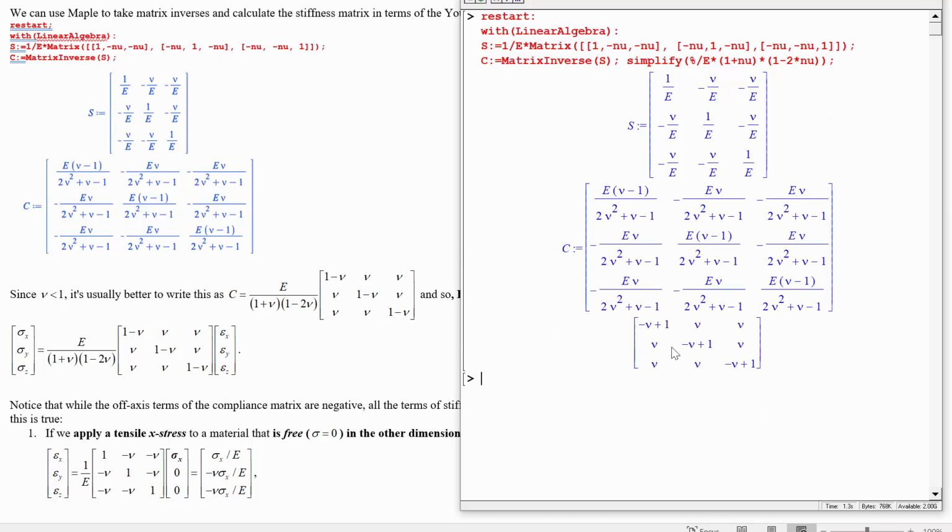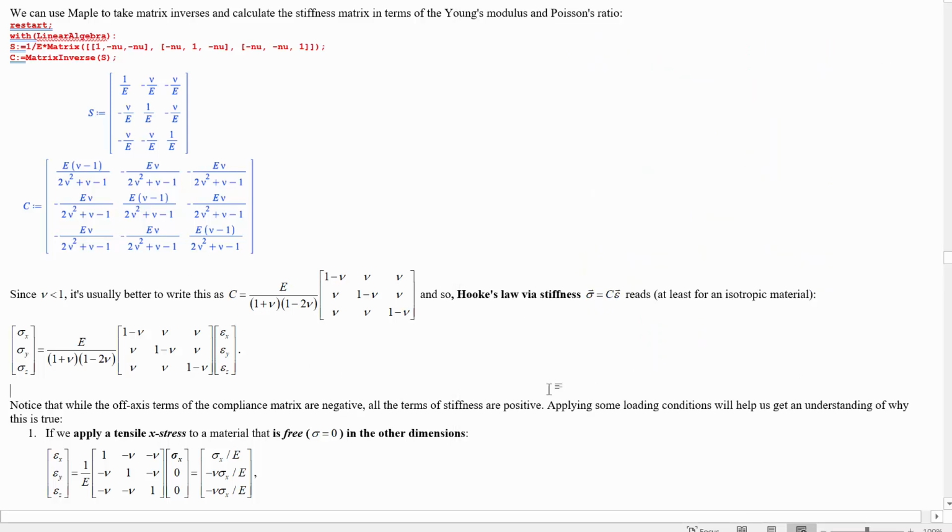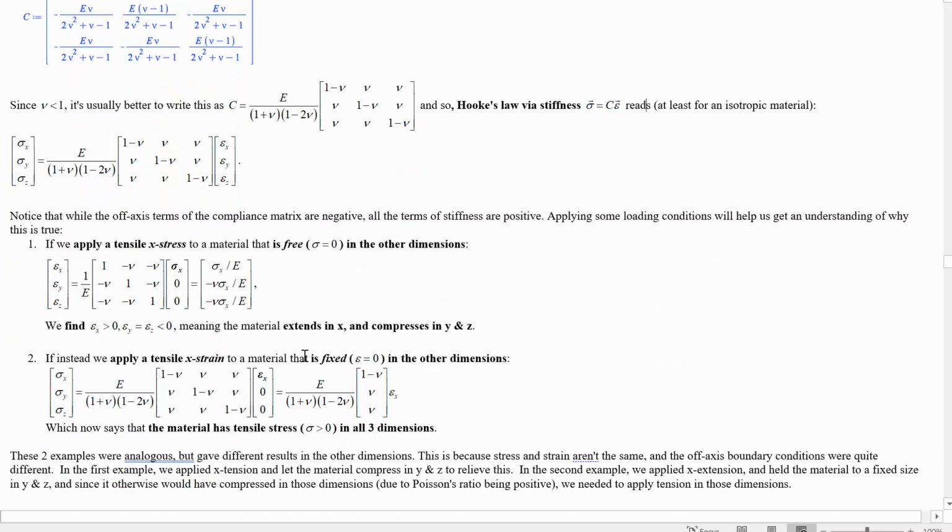Aha, and there we go. We've got the 1 minus nu, the nu, 1 minus nu, and nu, 1 minus nu. Yeah, so there we go as a demonstration that this factoring that we did actually works. So let's explore this a little bit. Since nu is less than 1, we want to write it like this, and this gets across the fact rather than like negative nu plus 1, it writes out exactly where the things are positive and where it's negative. So we could write Hooke's law via stiffness using now the stiffness matrix as the stresses are equal to this thing times the strains. And let's explore this a little bit.